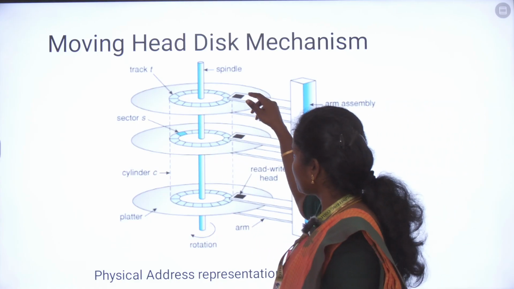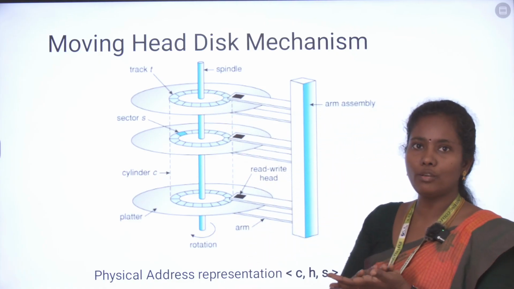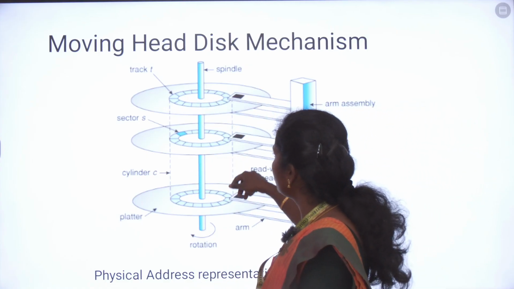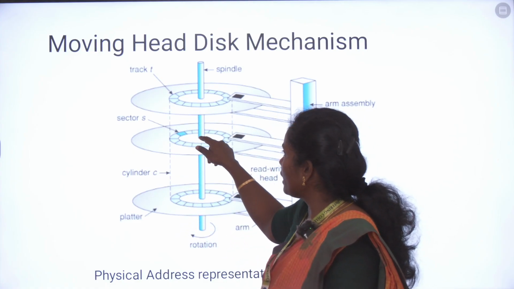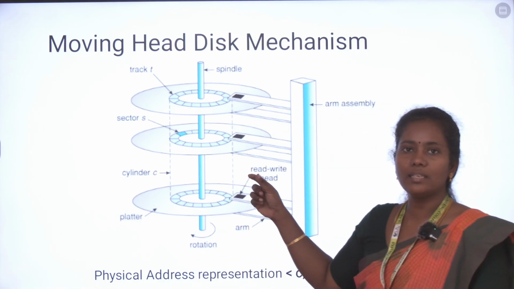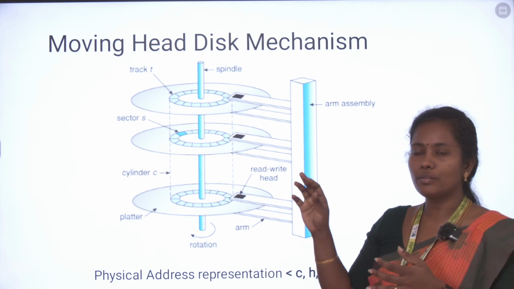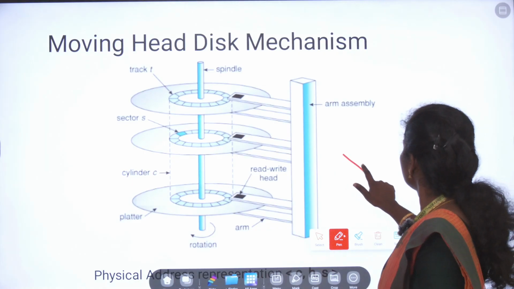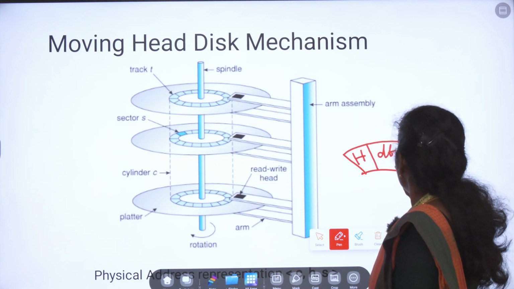In this spindle, the platters are mounted. Every platter has an upper surface and a lower surface. On each surface we have tracks. Every track is covered by a cylinder, which is represented by dotted lines. Each track is divided into multiple sectors. The sector holds control information about where the data is stored, and it is divided into three parts: in this sector we have the header, data, and the tail.